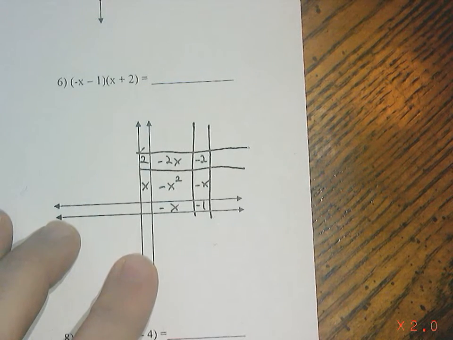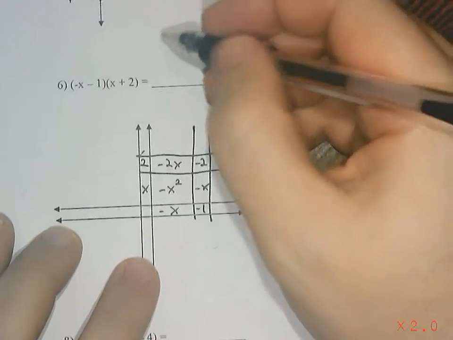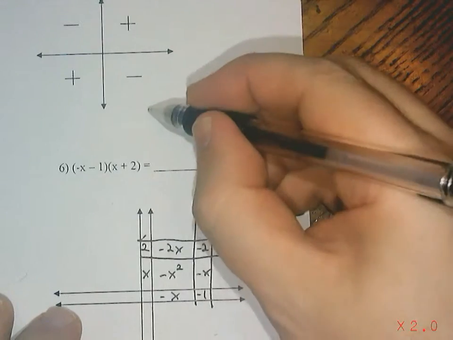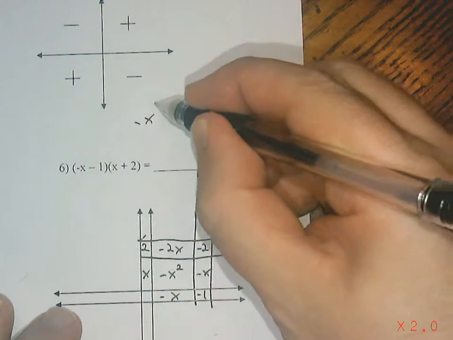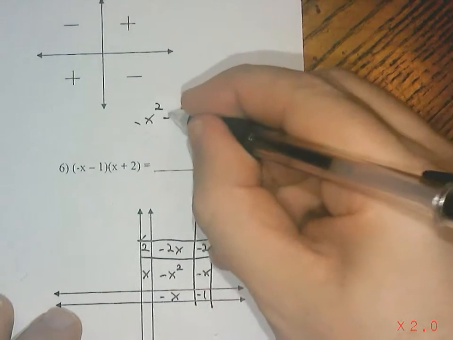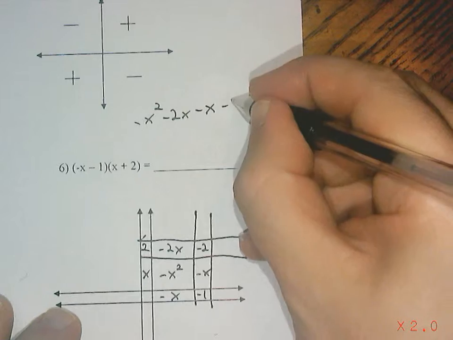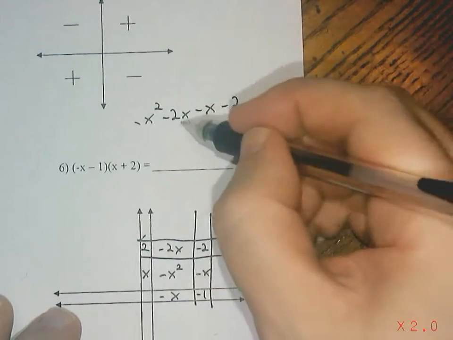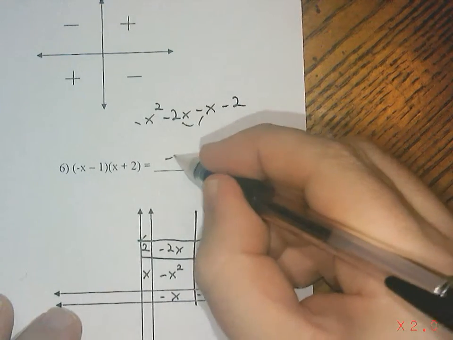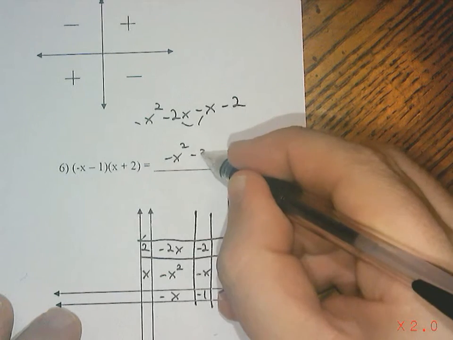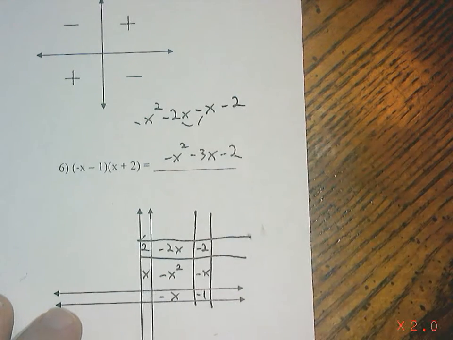Okay? So then, when I combine all those, I get, let's see, we'll go up here above and we would get negative x squared minus 2x minus x minus 2. Combine those, and I would get negative x squared minus 3x minus 2. Okay? And that's all you're doing for multiplying polynomials using the area model.